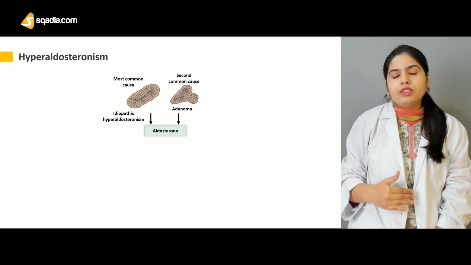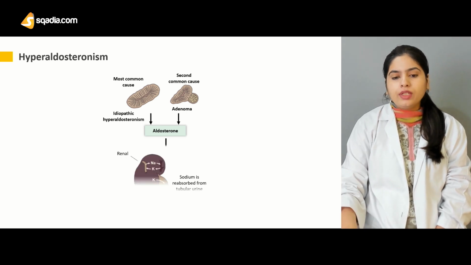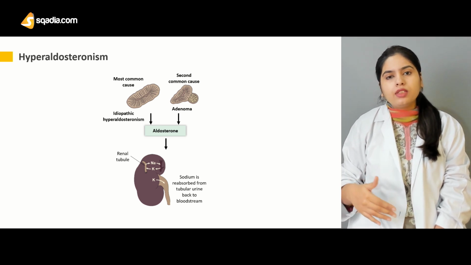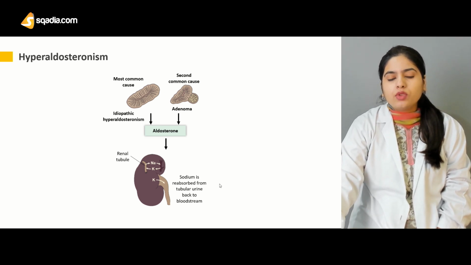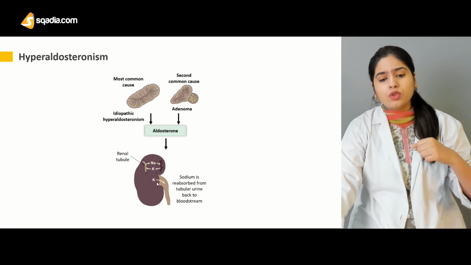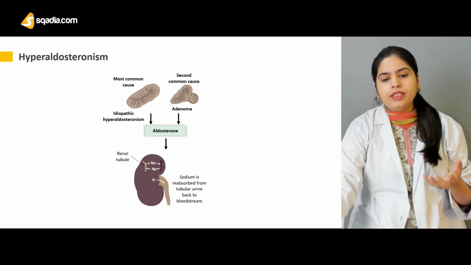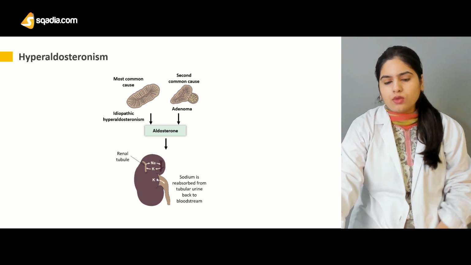Now, the aldosterone in the body is high. What is the function of the aldosterone? The main function of the aldosterone is to reabsorb sodium. Sodium and water retention will be done by the aldosterone. Now, sodium is reabsorbed from tubular urine back to the bloodstream, and because of the aldosterone effect, the sodium and water are being reabsorbed. Now, along with the sodium, some other minerals are also absorbed, like potassium, and bicarbonate to some extent can also be reabsorbed.